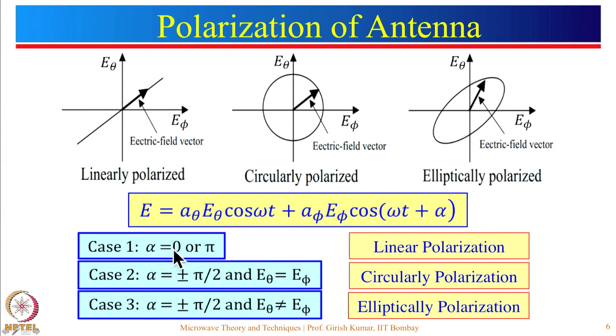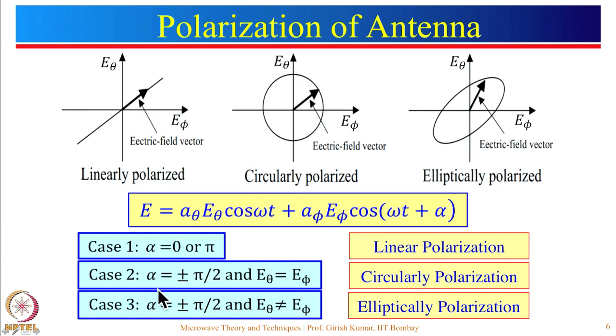Now we'll take three special cases. If alpha is equal to 0 or pi, then what will happen? This expression will become cos omega t. So that means these are kind of varying in the same phase. So you can see there, this is E theta, this is E phi. So as E theta increases, E phi increases. So hence there is a linear polarization.